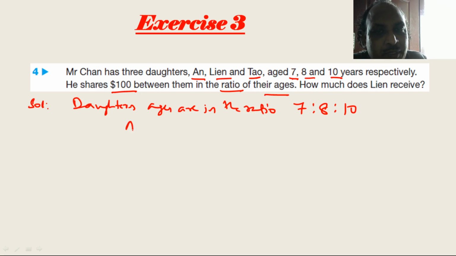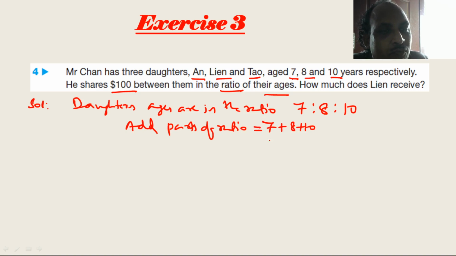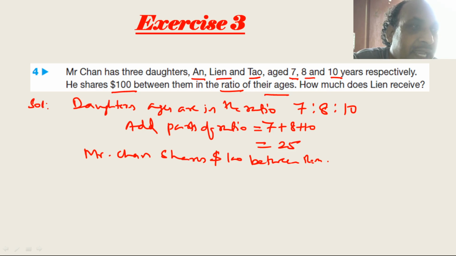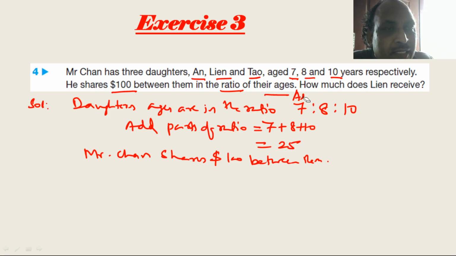Now the very first step is add parts of ratios. So it is given 7 plus 8 plus 10, which will be equal to 25. Okay. Now Mr. Chan shares $100 between them. Right. How much does Lian receive? See, now the question is for this. 7 is for Anne. Okay.